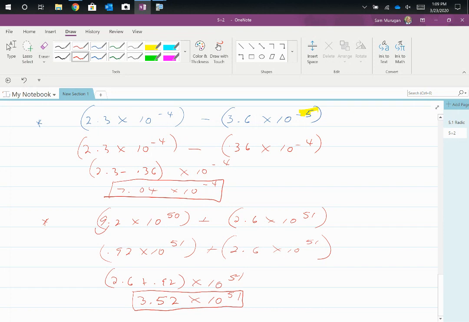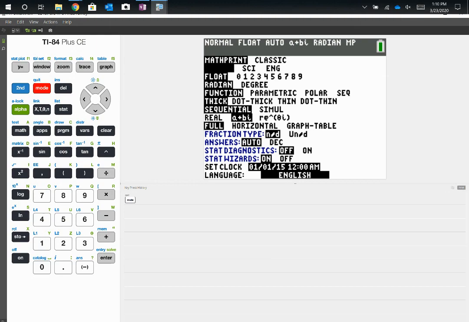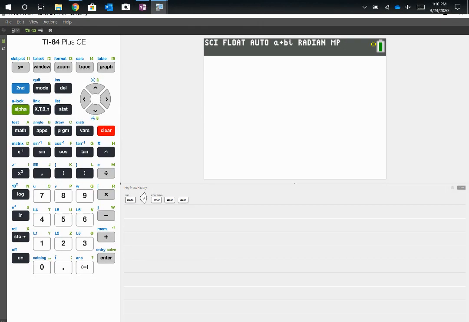I just wanted to point out that if you have your own calculator, you can do this very simply with the calculator. You would have to press mode, look at the key press history, and when it says normal, move it over to scientific and press enter, and then press the clear button.